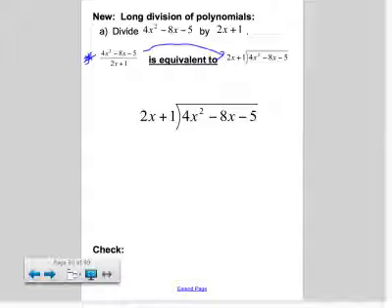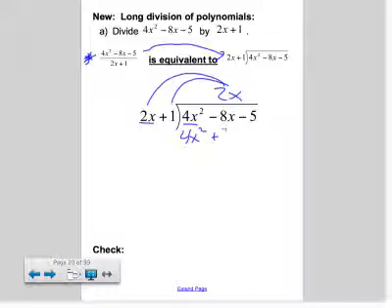So when you look at this first problem, you're looking at, okay, I look at 2x and 4x squared. 2x goes into 4x squared 2x times. Okay, and so now what you do is you take this number, you multiply it by both things. 2x times 2x is 4x squared, 2x times 1 is positive 2x, right? And then we subtract these. That's where you got to be careful. 4x squared minus 4x squared is 0. Negative 8x minus 2x is negative 10x. Bring down the negative 5.